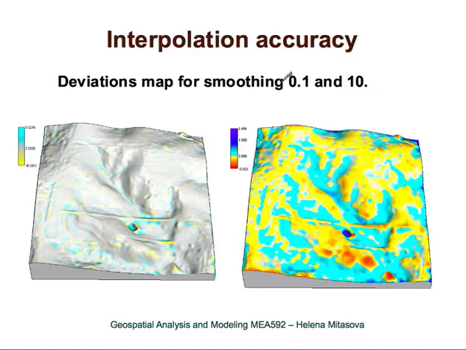So here is an example of a deviation map. If we apply spline with smoothing 0.1, you can see that the deviations from the given points are very small, close to zero for most of the area. If we apply smoothing 10, which is very high smoothing, then the deviations can be rather high, well over 10 centimeters. Here it's actually more than 1 meter. And you can see that the deviations are the highest wherever we have a rapid change in geometry, like this hole or this road that would be smoothed out.